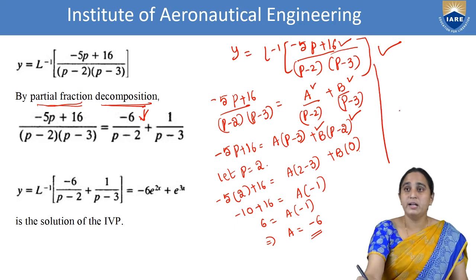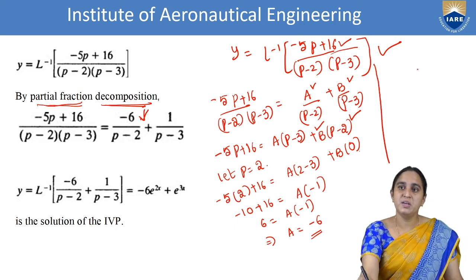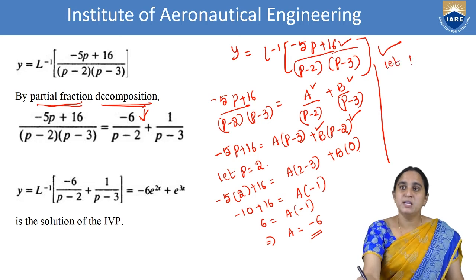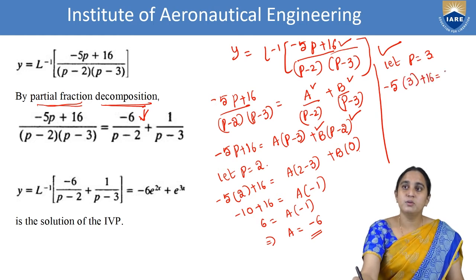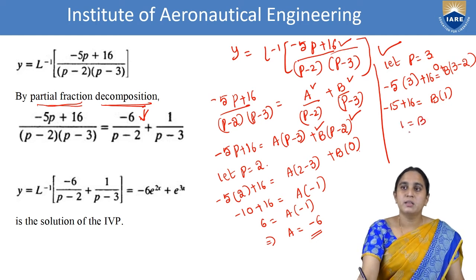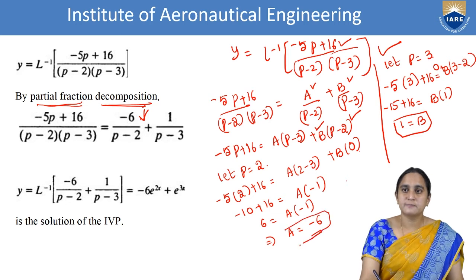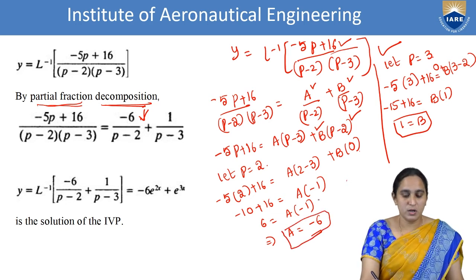Similarly, find the B value. To find the B value, let us take p is equal to 3. That is -5 into 3 plus 16 is equal to B of (3 - 2). The A term is 0 here. That is -15 plus 16 is equal to B of 1, that is 1 is equal to B. Therefore, A is equal to -6 and B is equal to 1.